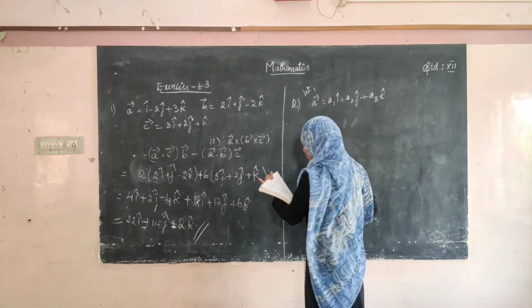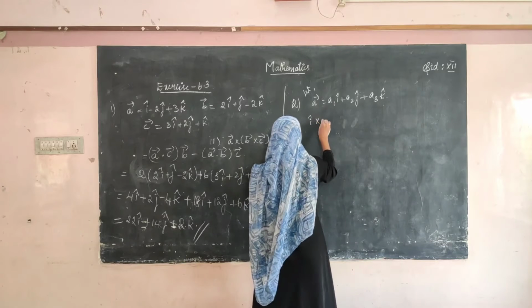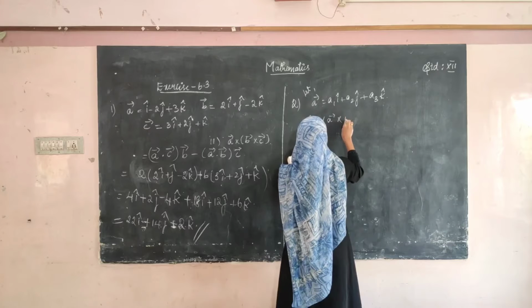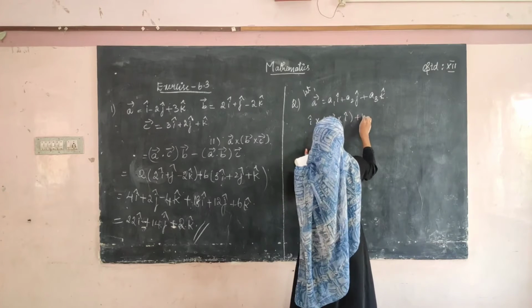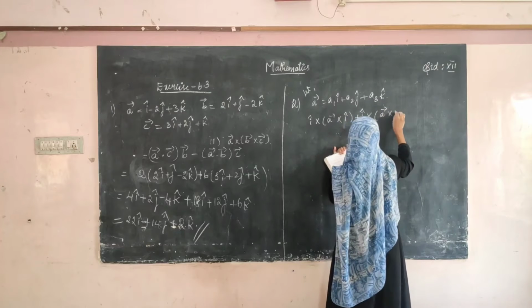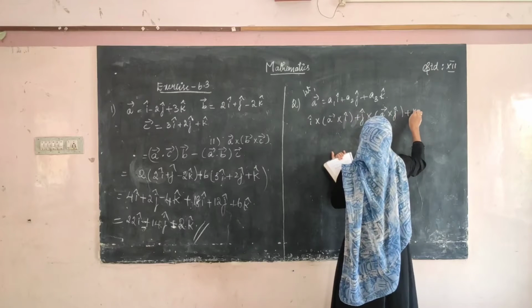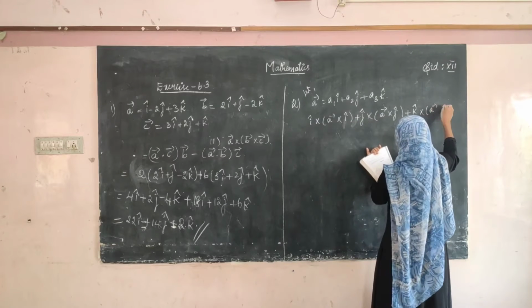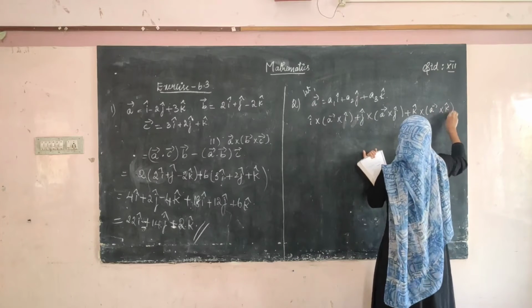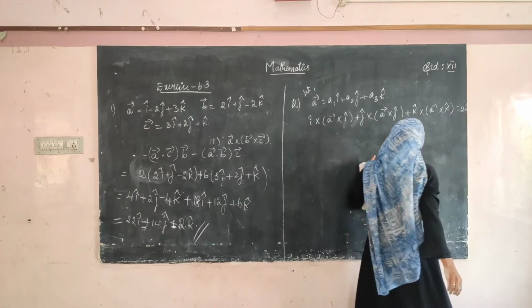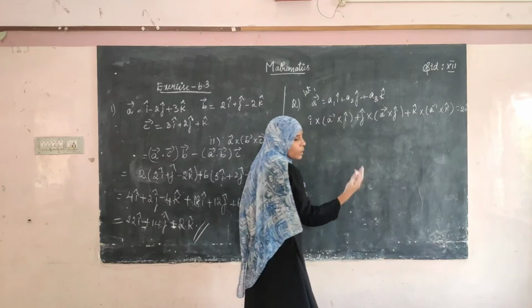So what they have asked us to prove is I cap cross A vector cross I cap plus J cap cross A vector cross J cap plus K cap cross A vector cross K cap equal to 2 into A vector. So we have to prove this. So left hand side equal to right hand side.